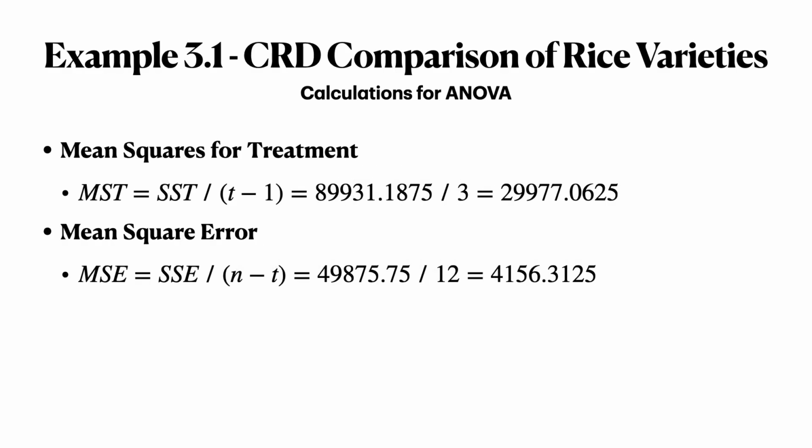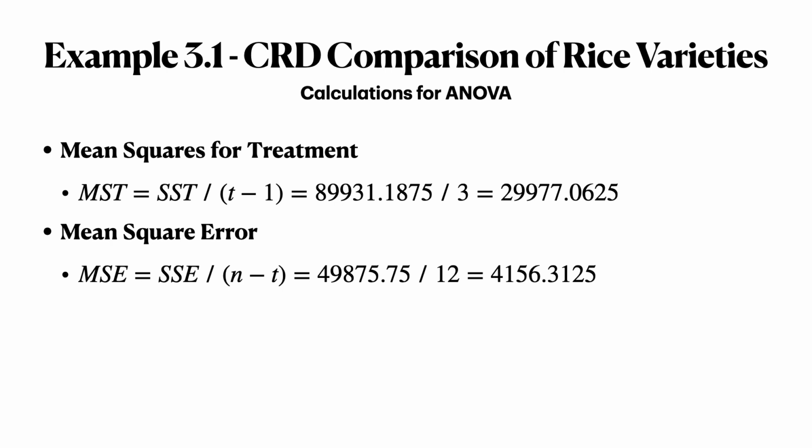Now we calculate the mean squares for the ANOVA. To get a particular mean square, we divide the appropriate sum of squares by its corresponding degrees of freedom. And so to get the mean squares for treatment, we divide the sum of squares for treatments by its degrees of freedom, which is t minus 1 or 3. And so we see here that the mean square for treatments is 29,977.0625.